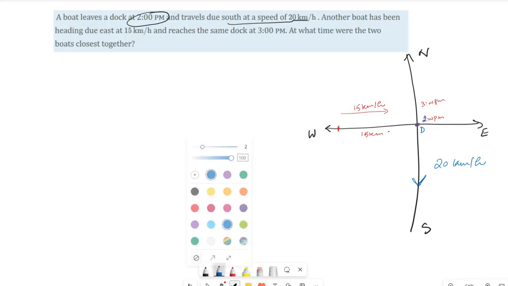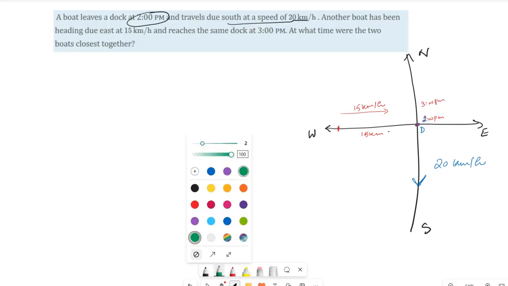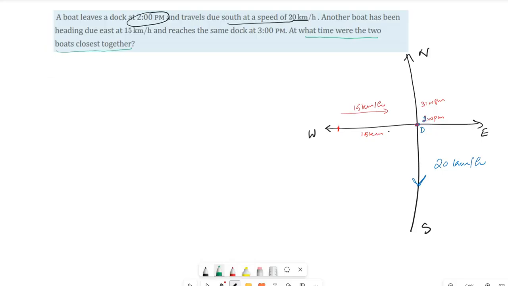At what time were the two boats closest together? So what are they asking? What is the question? What do we need to optimize? What time the two boats were closest together. For example, let's say at some time t, this is here and this is here. At this time, this is the distance. We want this distance to be the minimum distance. At some time t, this was coming this way, this was going this way, right?